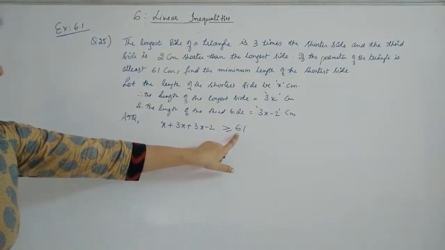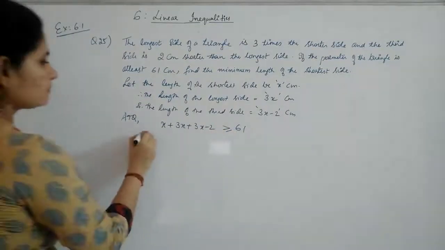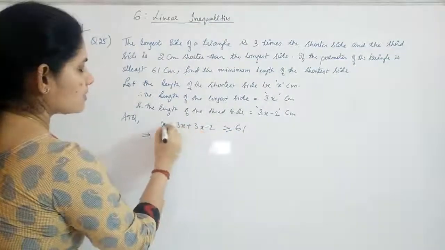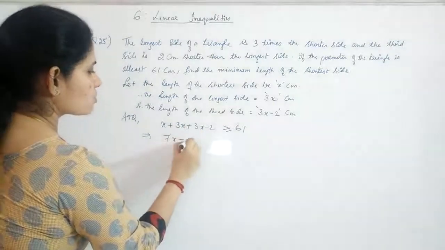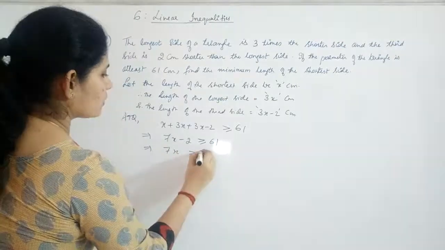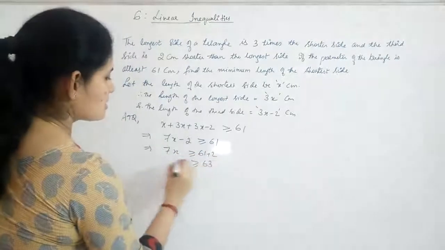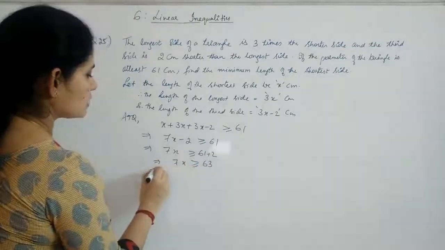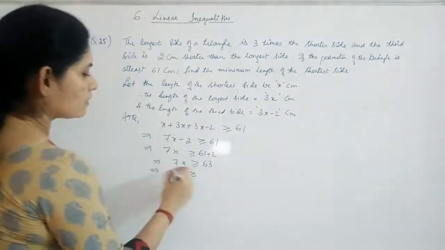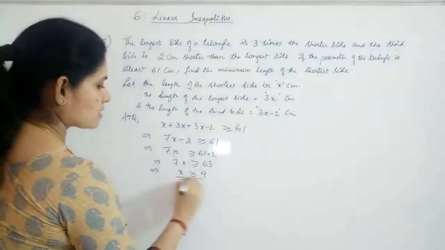So it can be 61, that is equal to, more than that, greater than. Okay. You are getting 3 plus 3 plus 1, 7x minus 2 is greater than or equal to 61, or 7x is greater than or equal to 61 plus 2, 63. 7x is greater than or equal to 63, or x, you are dividing throughout by 7. So x is greater than or equal to 9 you will get.